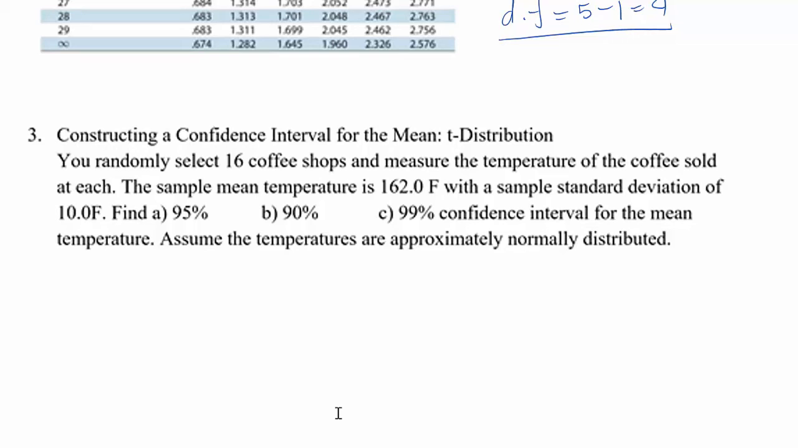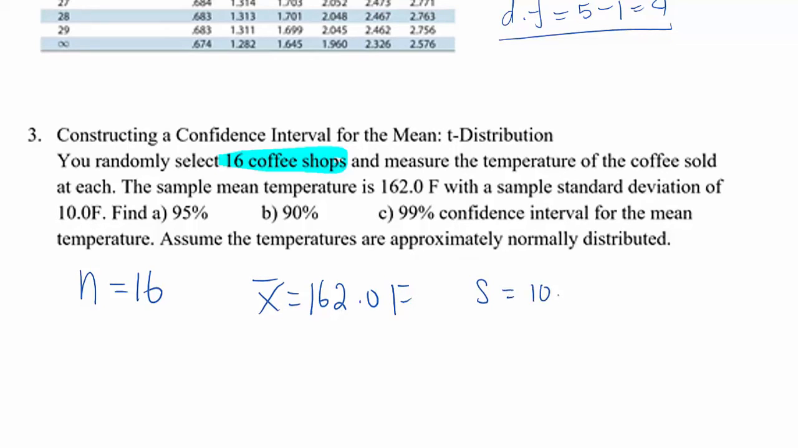Constructing a confidence interval for the mean using the t distribution. You randomly select 16 coffee shops. As you see, the sample size is less than 30, so we can make n equal to 16 here, and measure the temperature of the coffee sold at each. The sample mean temperature is 162.0 F, so we can say x bar equals 162.0 F, and a sample standard deviation of 10.0 degrees, so s equals 10.0 F here. Find the 95%, 90%, and 99% confidence intervals for the mean temperature. Let me explain 95%, and then you may try 90% and 99%. I may post another video on those other cases using different problems though.